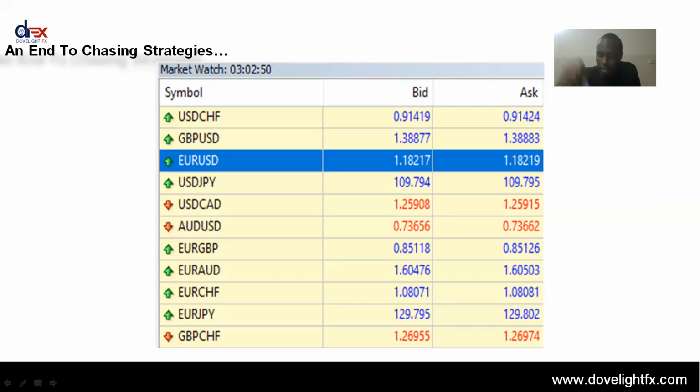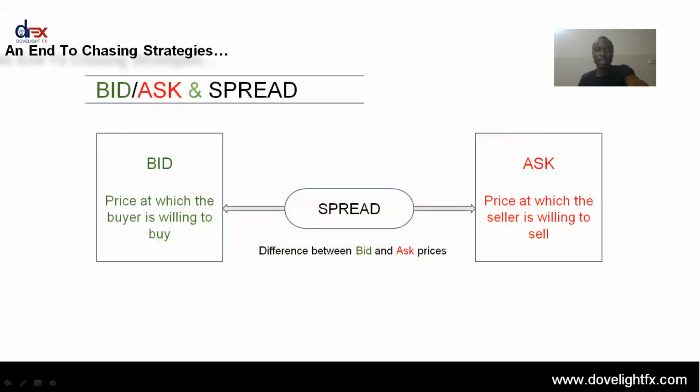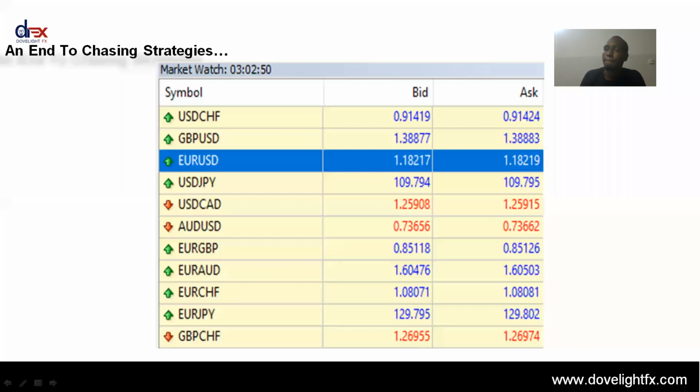The bid and the ask. Let's go back to the previous slide. We said that the bid is the price at which the buyer is willing to buy, and the ask price is the price at which the seller is willing to sell.